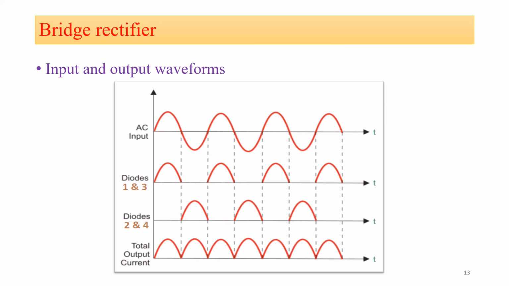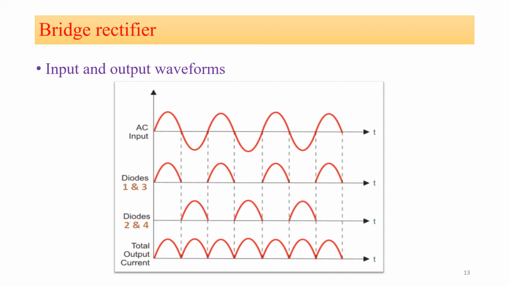Total output current, now in this waveform, the first positive half cycle is due to diode D1 and diode D3. Similarly, the next positive half cycle is due to diode D2 and diode D4. Similarly, again D1, D3, again D2 and D4. In this way, for the bridge rectifier also you are getting output for both the cycles of the AC input signal, that is for positive half cycle also and for negative half cycle also.